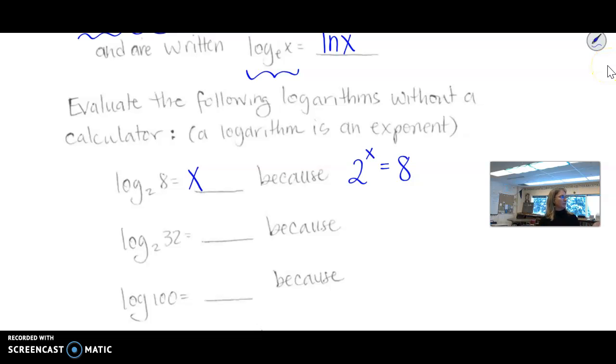So trying to evaluate log of base 2 of 8, we're looking for 2 to what power equals 8, and it would be 3 because if you take 2 to the third power, it's 2 times 2, which is 4, times another 2 is 8. So this one we can do without a calculator. Let's look at the next one here.